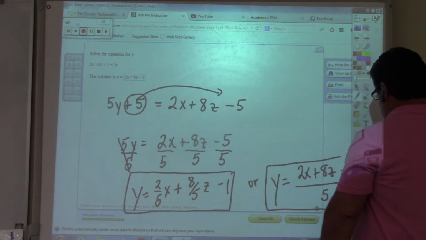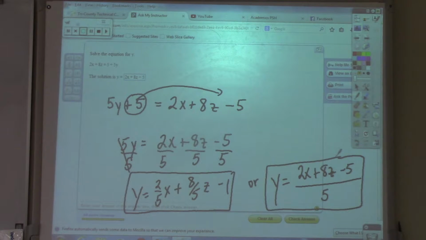That's your 2 possible answers, and I will take either one. So let's put it in the calculator and see what it says. 2x looks like to me you were on the right track. And then the only thing is we need to make it a fraction. So 2x plus 8z minus 5 over what? 5. So all you need to do is add 5. Feel good about yourself. Okay? All right.